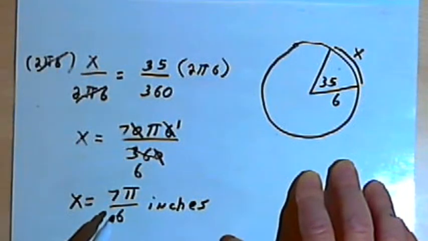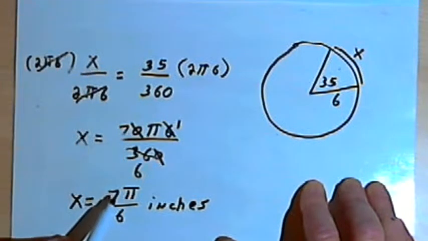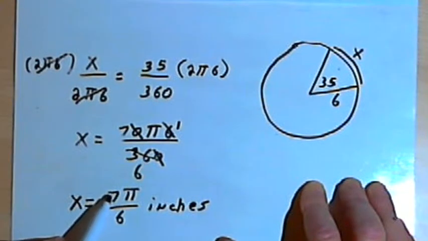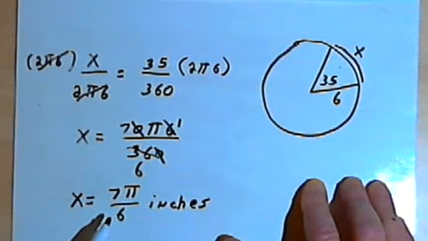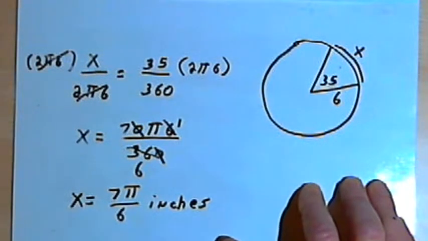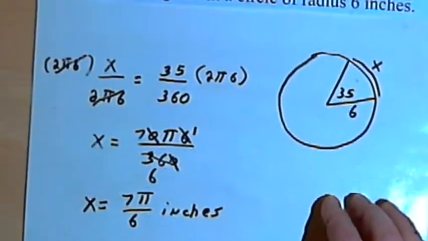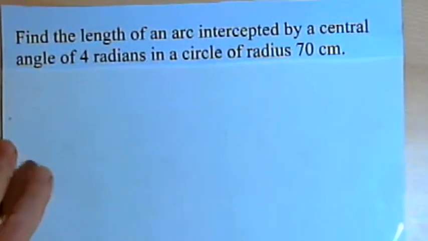Now, probably what you want to do at this point is take a calculator and enter 7 pi over 6 into the calculator and find out what decimal that's equivalent to. And don't forget to write inches after it. Okay, let's take a look at another one. This time, instead of using degrees, we'll do radians. It's going to be the same general approach.